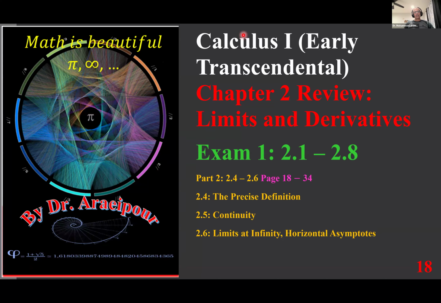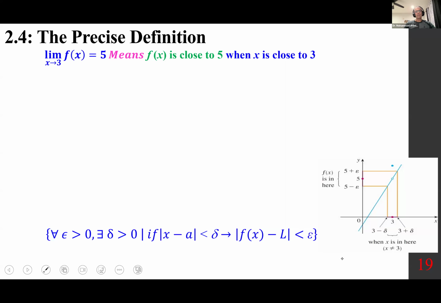Good evening, class. Here's Calculus 1, Chapter 2 review, Limits and Derivatives, from section 2.1 to 2.8. Here's the second part. 2.4, the precise definition. 2.5, continuity. 2.6, limits at infinity, horizontal asymptotes.